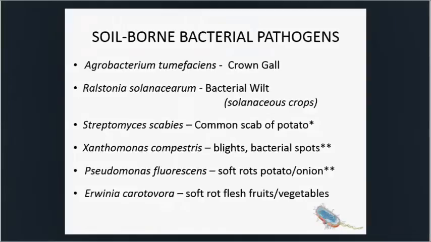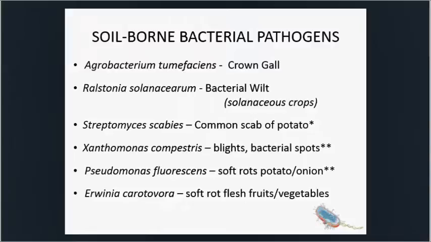Let's talk about the soil-borne bacterial pathogens. Bacteria are single-celled microorganisms. They're very hard to see. About 1,600 species are known. Most of them help decompose organic matter every year, so a lot of them are very beneficial. About 100 of these species cause diseases in plants.